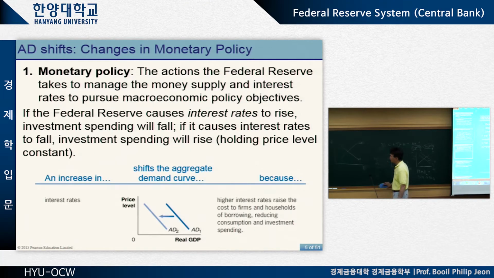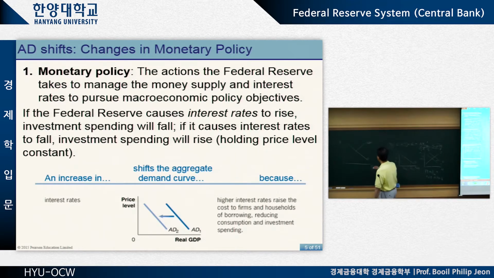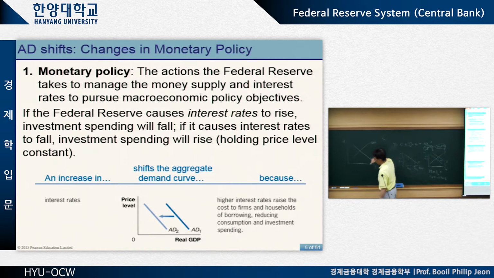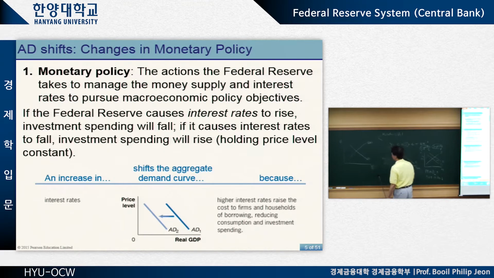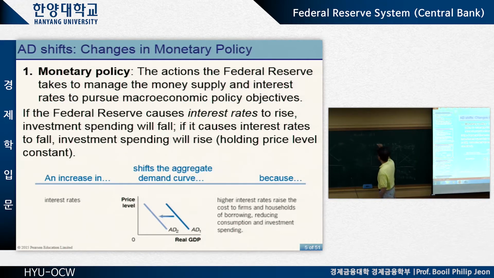So those are two large categories of economic policies. Economic policies have two large categories. One is monetary policy, the other is fiscal policy. Right? Monetary policy has only one tool, okay? That's money supply.